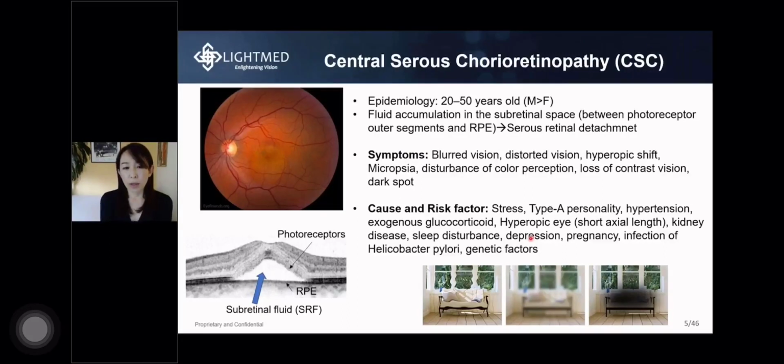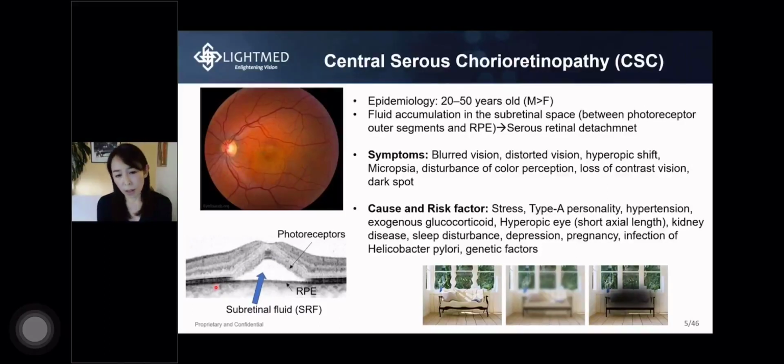So today's topic is central serous chorioretinopathy, CSC. CSC is one of the major diseases of the macula. It occurs mostly in adults 20 to 50 years old, and many are male, but recently the number of female patients is also increasing. In this disease, fluid accumulates in the subretinal space, which means between the photoreceptors and the RPE. The fluid accumulates and makes a serous retinal detachment.